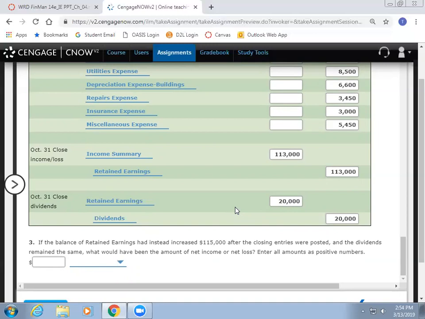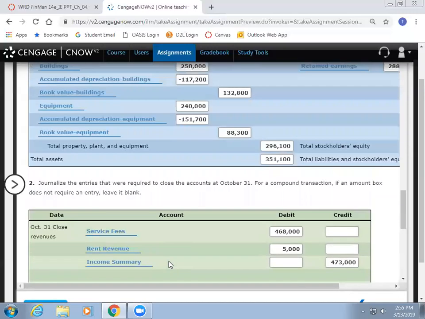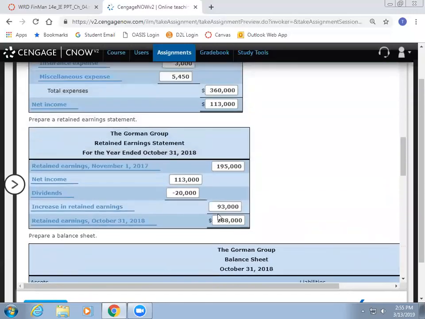They're really pretty easy. The last thing this says, it's just on number 3, it says if the balance of retained earnings have increased $115,000 and dividends remain the same, what would have been the amount of net income or loss? So what that's saying is up here, if retained earnings would have increased $115,000 instead of $93,000, what would have happened to net income? So this increase here would have been $115,000. Would income be higher or lower?